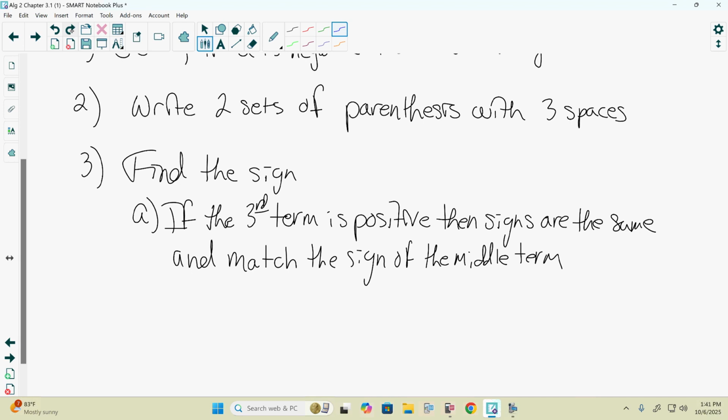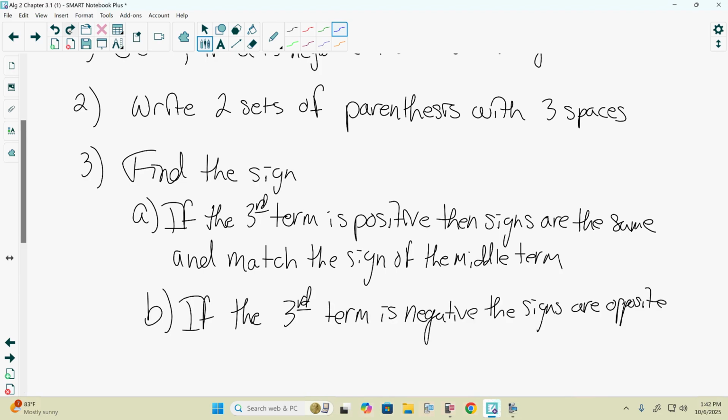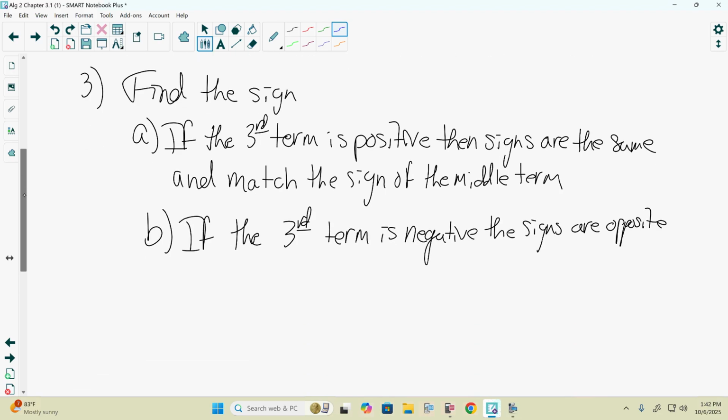If the third term is positive, the signs are the same and match the sign of the middle term. If the third term is negative, the signs are opposite.